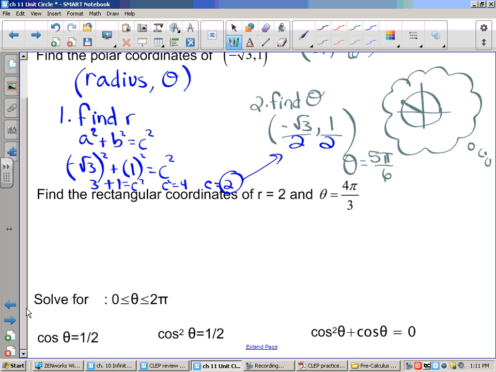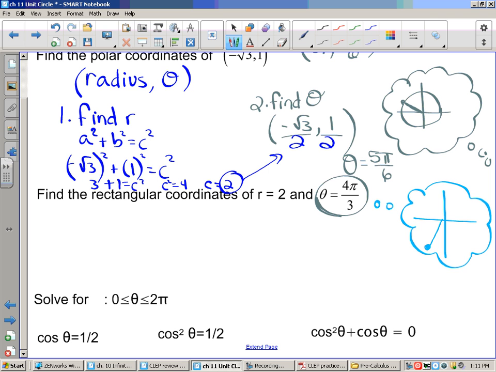All right, now what if they give me the polar coordinates, but I want the rectangular? The only thing that this does is it says, okay, we're going to first start with the angle, and we're going to map that to the unit circle. So once again, we're going to think about that unit circle. We think about where 4pi/3 is, so we know that's down here.